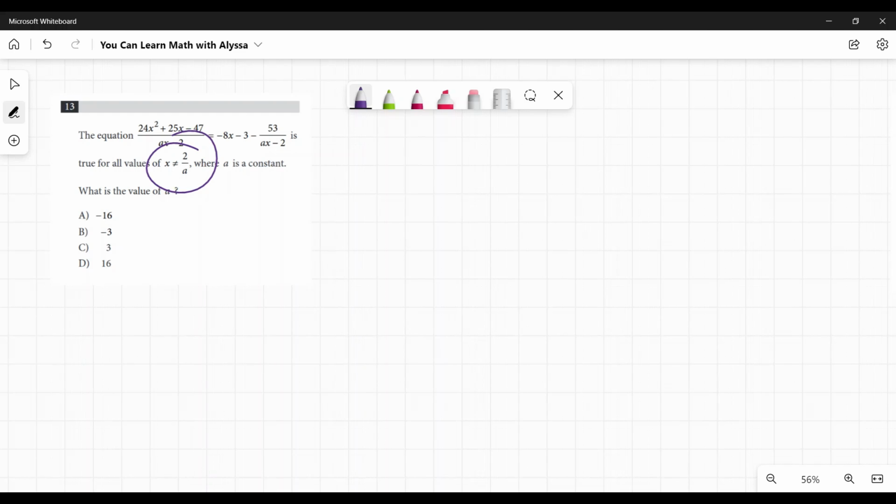Now, first, the part where they say x does not equal 2 over a, all that is telling you is that it's not going to have a 0 in the denominator there. So you don't have to worry about that. Because if you put 2 over a in there, it's going to end up with 0. So we don't want that. So cool.